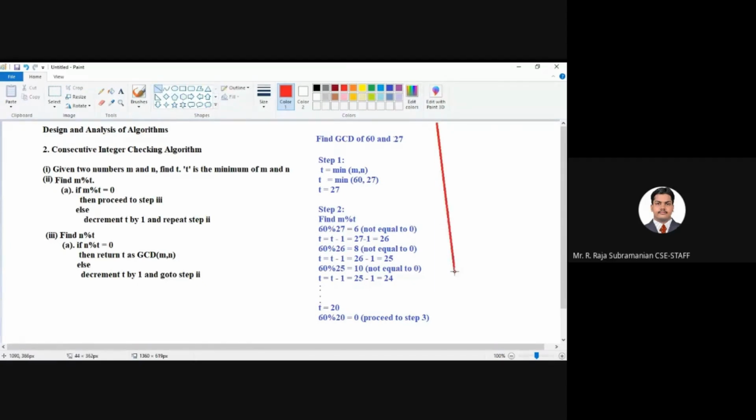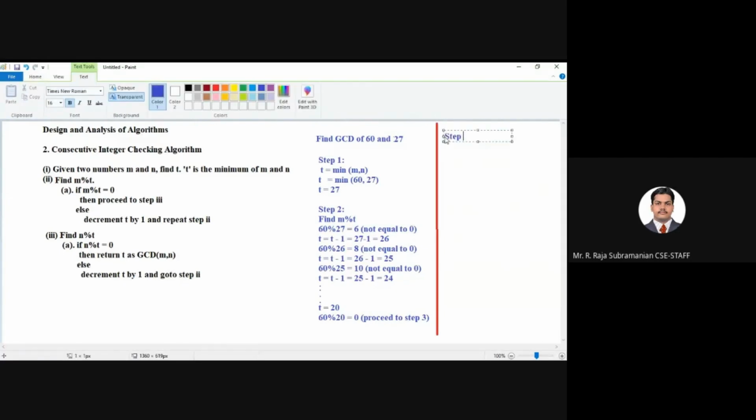I'll put a line break over here so that I can find some space. Now after this I'll go to step 3. In step 3 I want to find n modulo t. My n value is 27, and the current t value is 20, so 27 mod 20 is equal to 7, which is not equal to 0, right?